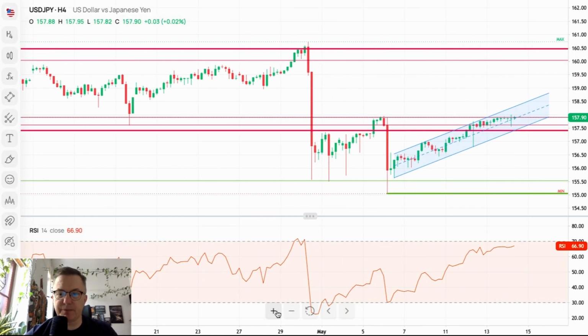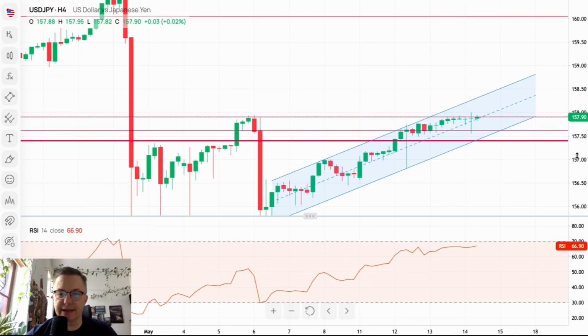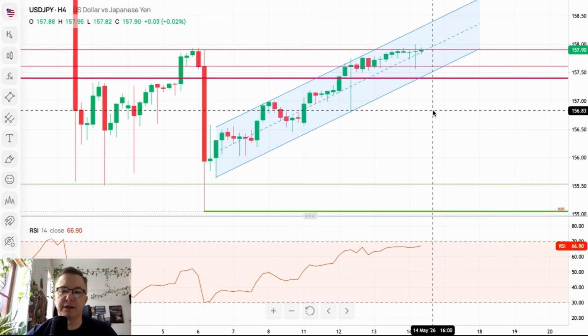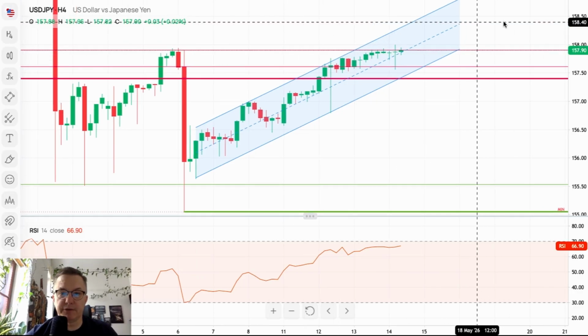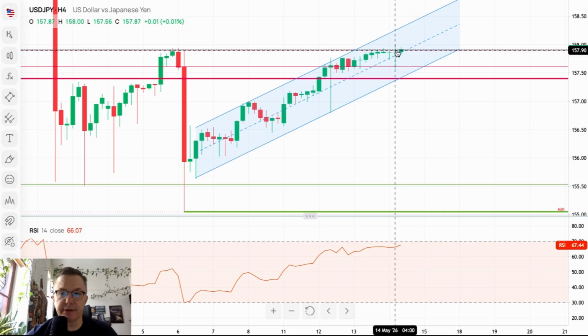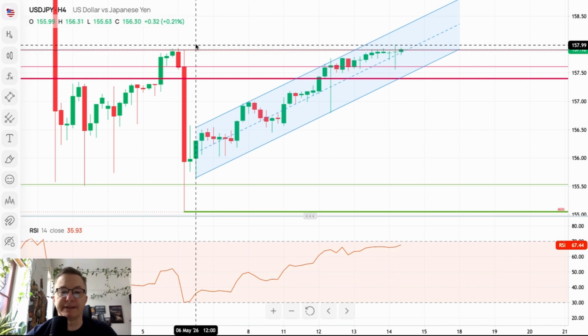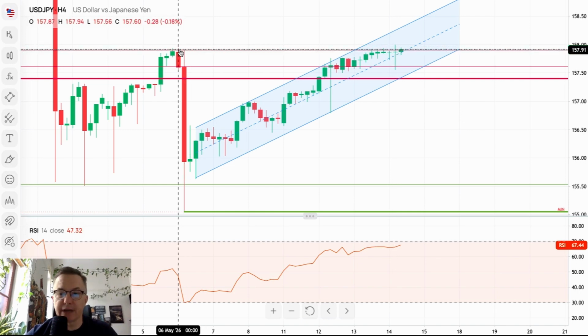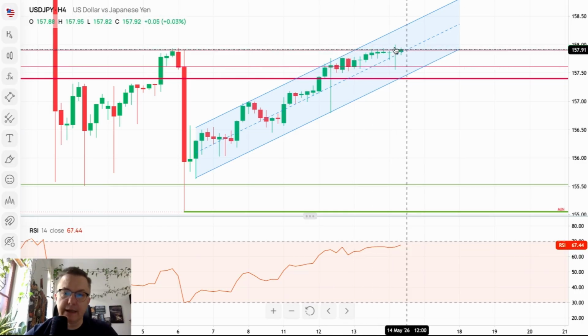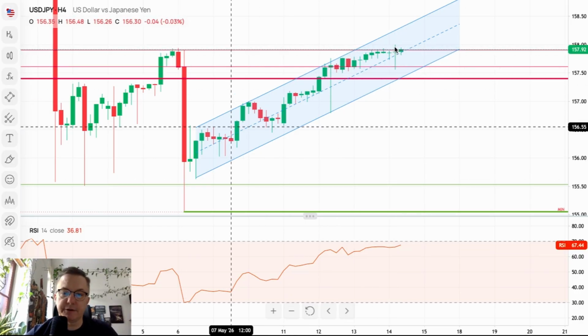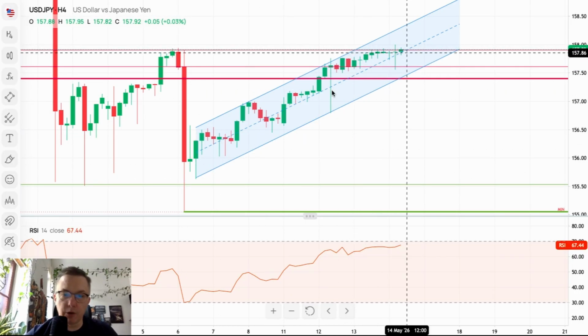US dollar versus the Japanese yen keeps trading inside of this rising channel. Just recently we broke towards the level of 158. So we broke above 157.94, so it's a 6 pip movement to the upside, but you can see volatility is very low. It's getting lower.